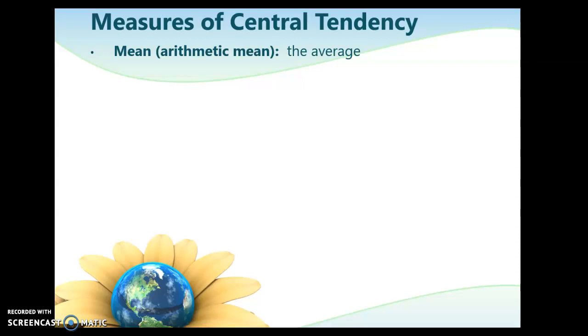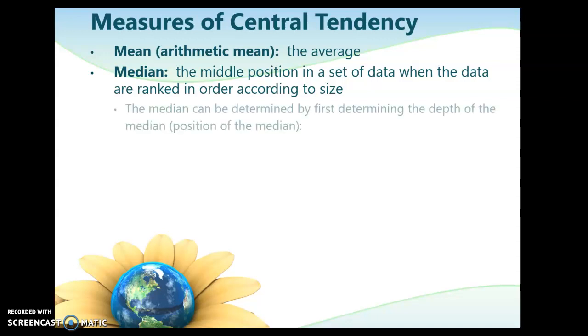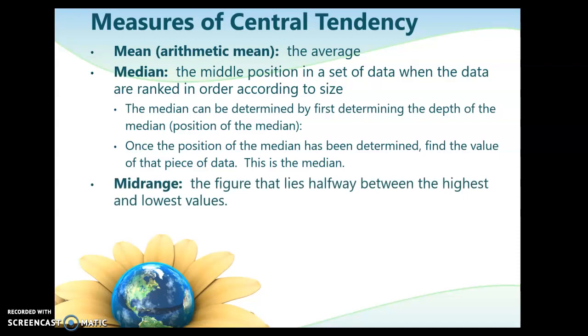So the mean is just the average. We've talked about that in class already. And the median, again, we've talked about, is just the value of the piece of data that is in the very middle, or the average of the 2 very middle data values. So the first thing you do when determining the median by hand is you find the depth of the median, the position of the median, and we'll look at a formula that will help us do that. Once we know the position of the median, then we find the value of that piece of data, and that will be the median value.